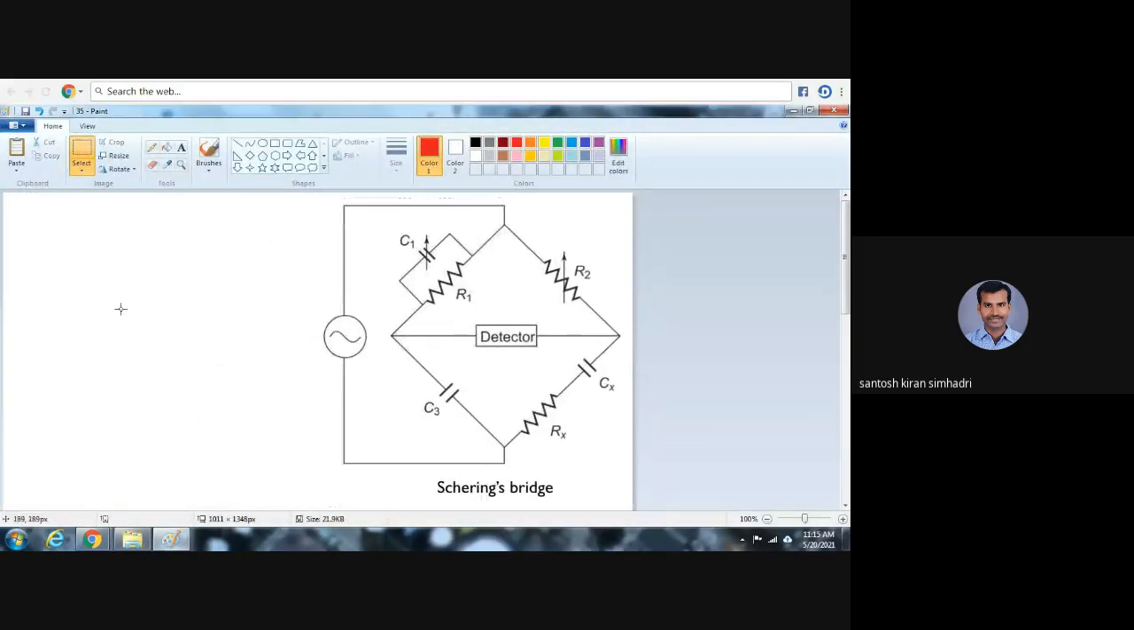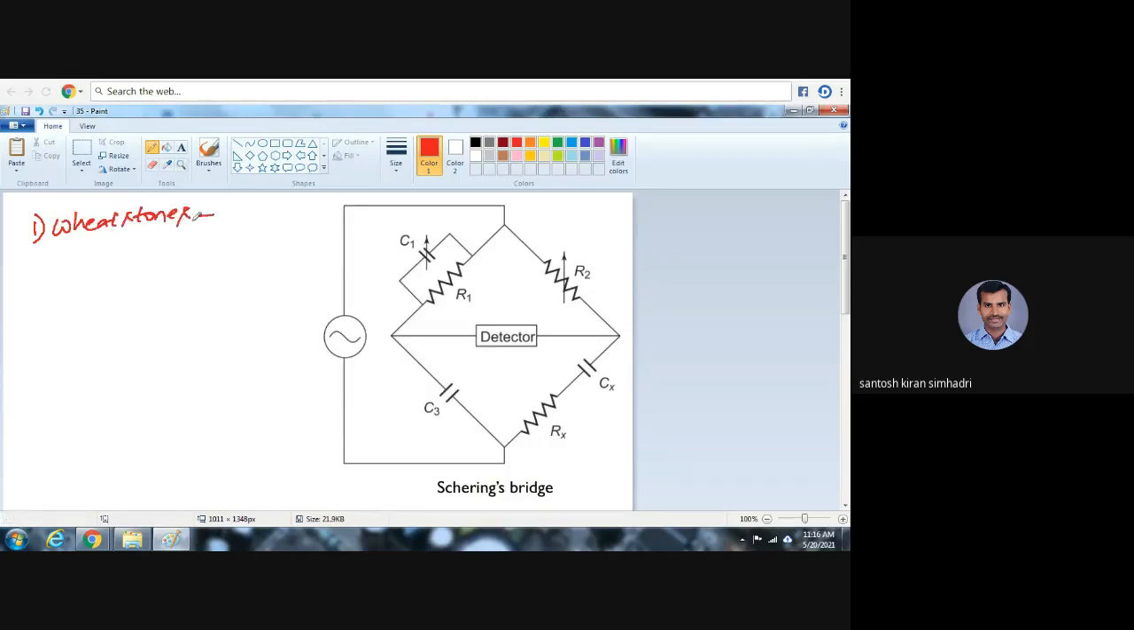Okay. Yes, this is the Schering bridge. Can you guess what is the difference between a Wheatstone bridge, Maxwell's bridge, and a Schering bridge? Yes, one by one I will tell you. First bridge is the Wheatstone bridge. Listen, the first bridge is the Wheatstone bridge.